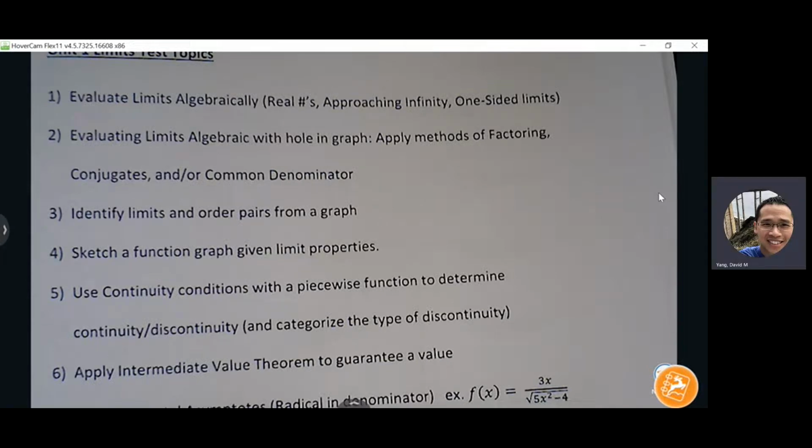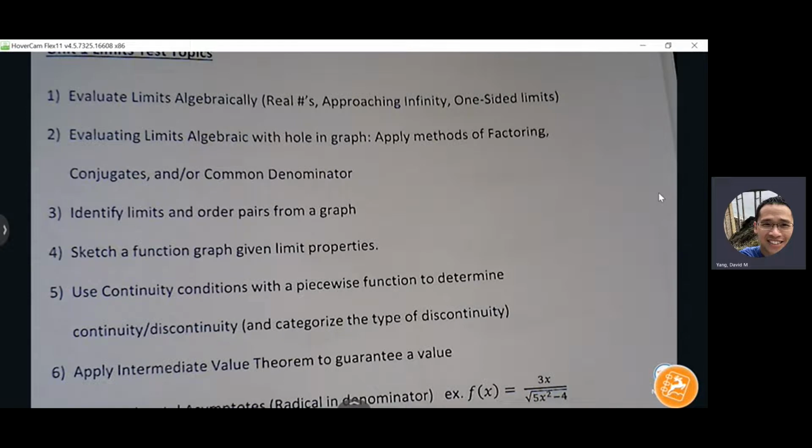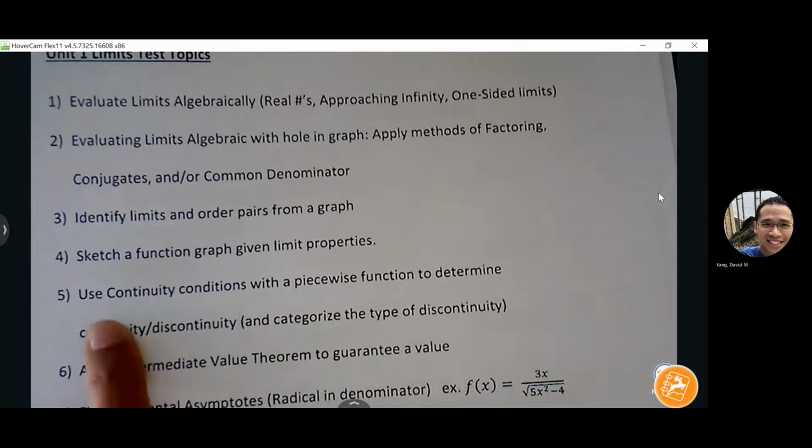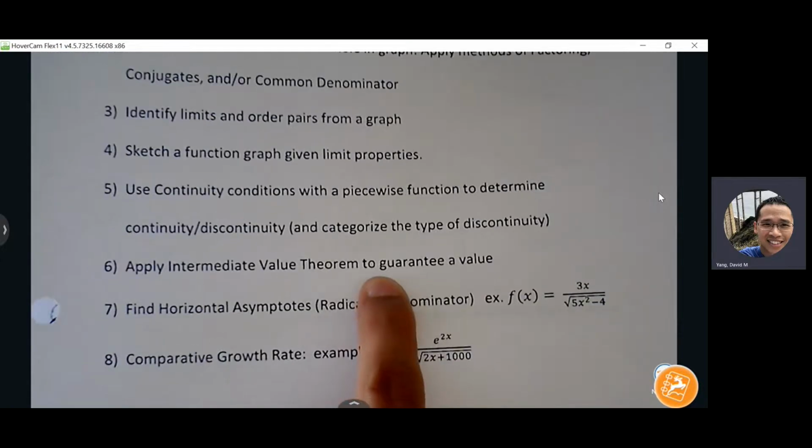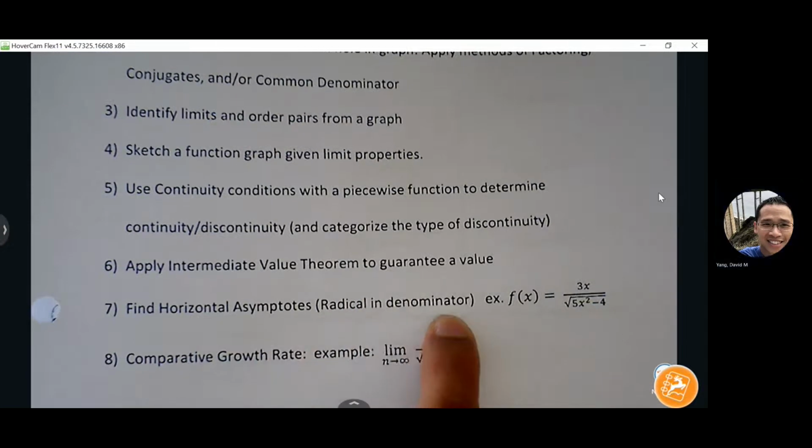Looking at a graph, can you identify limits and ordered pairs, just like how you were able to show on the quiz? Number 4, sketch a function graph given limit properties. So given properties, can you create a graph that has those properties? And you guys did that on the last quiz. Continuity conditions with piecewise functions. We'll definitely look at some of those today. Apply intermediate value theorem. We'll try some of those on Monday.